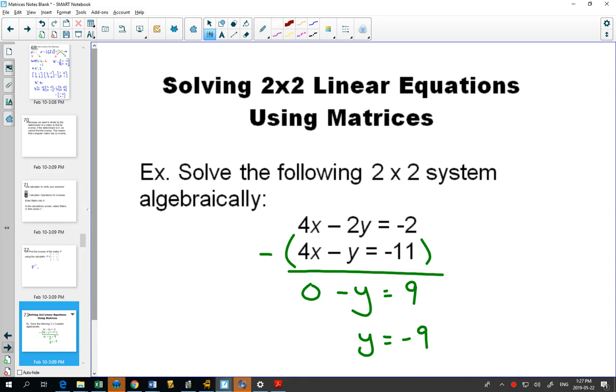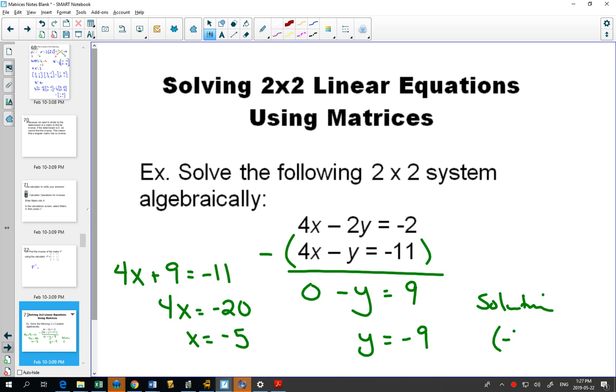And then I could plug that into either equation. Say I plug it into the second one. 4 plus 9 equals -11. 4x equals -20. And x is -5. So our solution is -5, -9.